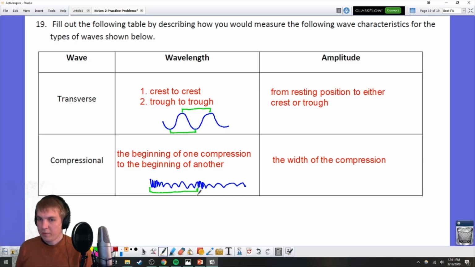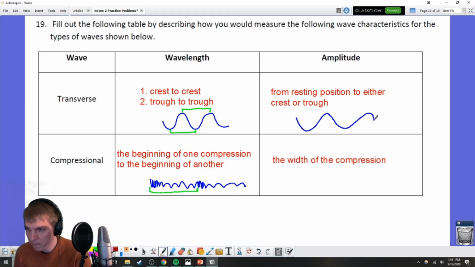All right, for the amplitude for a transverse wave, let's go ahead and draw another transverse wave. Close enough. And the amplitude is actually going to be measured. Let me draw a baseline here, going straight through the center. The amplitude, which is going to be in green, is going to be measured from the baseline to the crest or the baseline to the trough. It doesn't matter which one you use. So the amplitude is that measurement.